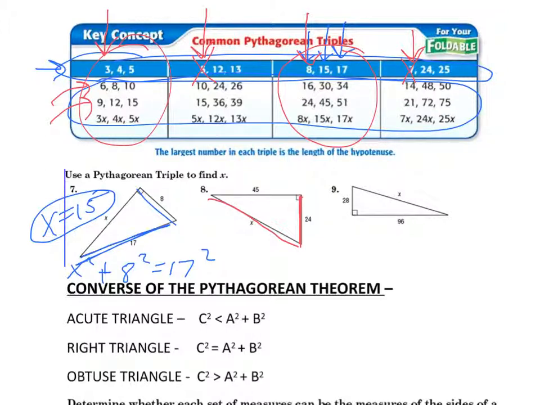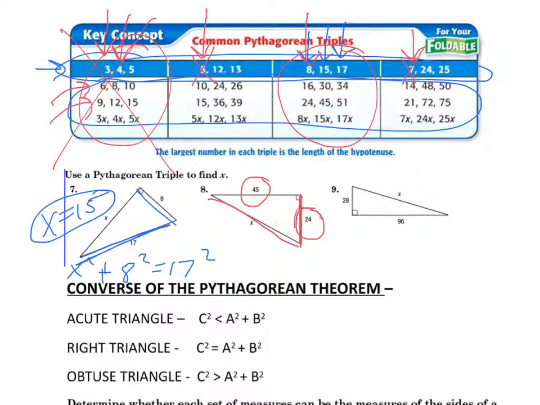Well, then I'll go run it through the test. 24 is basically 3 times 8. So then I'll go to 45 and say, okay, is that 4 times 8? Well, 4 times 8 is 32, and that's not 45. So this is not going to be one of the perfect triples it's going to come from.